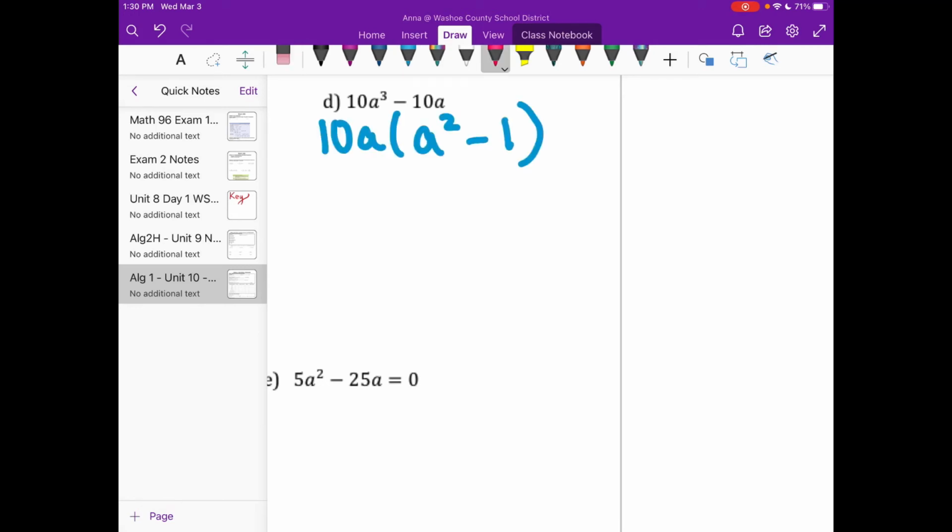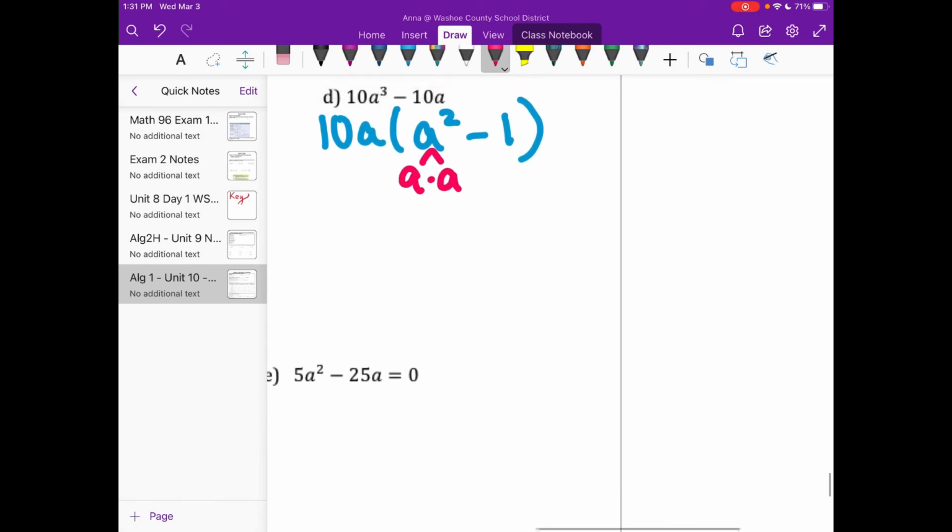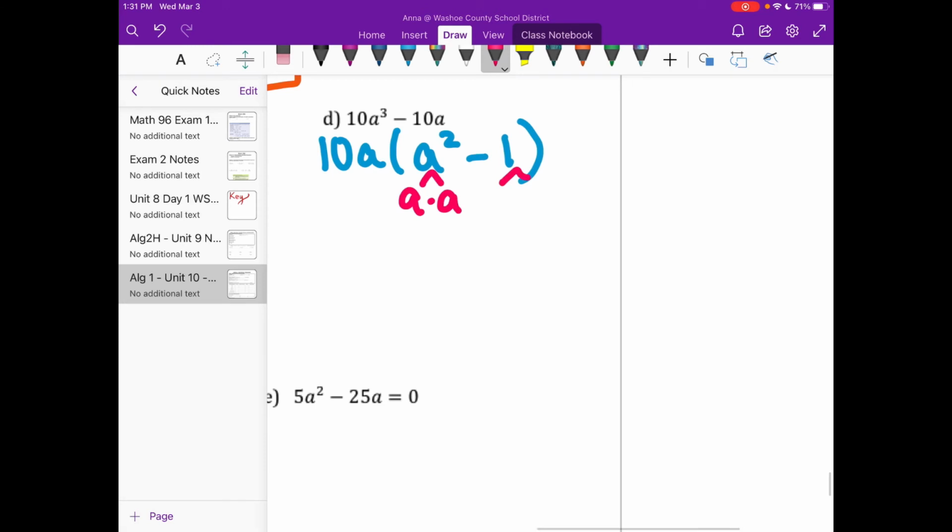Okay, this is as far as I'm guessing some of you guys went, right? You went, oh, they can both be divided by 10a. Awesome. But you have to be very careful for the tricky difference of squares that is stuck on the inside, right? A squared is a times a. And 1 is a tricky one. Negative 1 times 1 definitely makes negative 1. So you do have difference of squares on this.